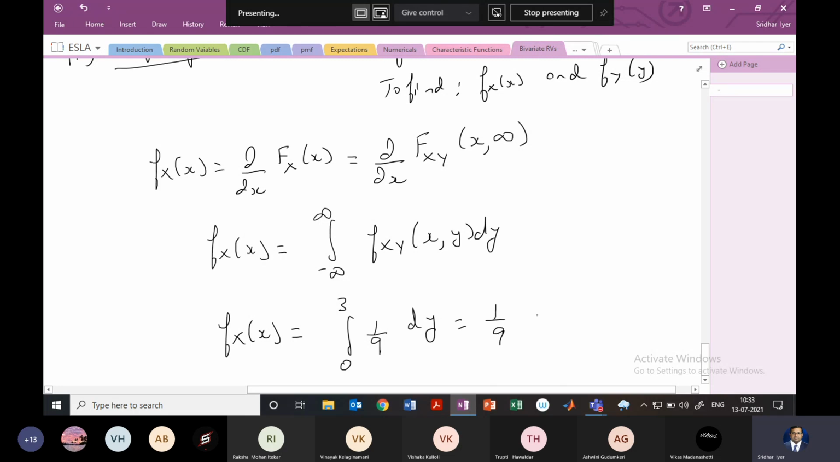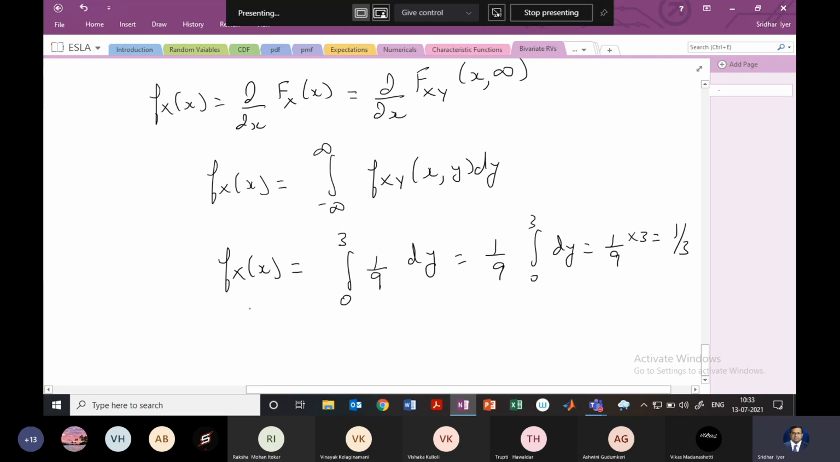So you'll have 1 by 9 integral 0 to 3 dy. So you'll have 1 by 9, y going from 0 to 3, so it will just be 3. Therefore, you will get 1 by 3. Therefore, fx of x will be 1 by 3 for x between 0 and 3. It will be 0 otherwise.